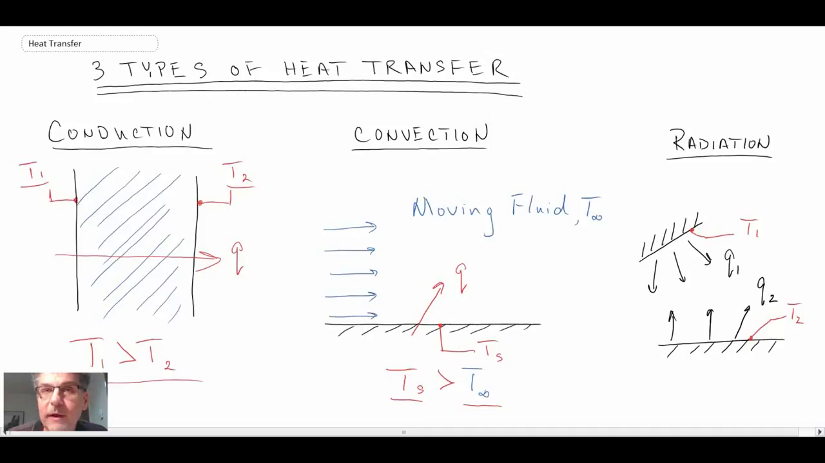We will look a little bit at radiation, but not in the same level of detail as we will for conduction and convection. So those are the three forms of heat transfer that we'll be looking at in this course, the three forms of heat transfer that exist. And what we'll do in the next segment is take a look at how heat transfer relates to fluid mechanics and thermodynamics.